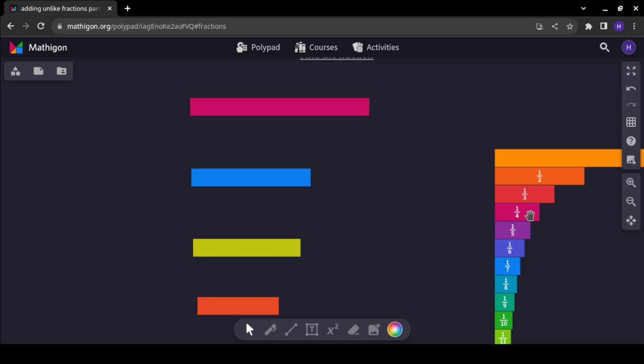An easy way is I'll put 1 by 4 pieces together. If 3 of these 1 by 4 pieces, 1 by 4th of the whole, will actually fit this blue piece, then I can say that, oh yeah, this is exactly 3 by 4. So let's figure out whether it is 3 by 4.